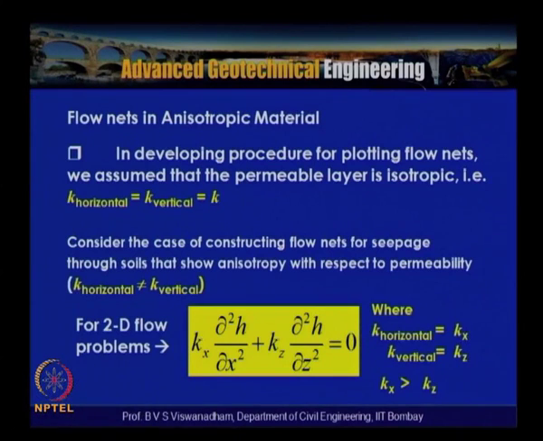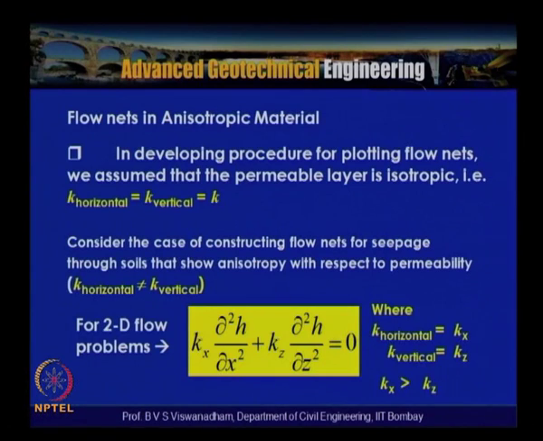Previously, in developing the procedure for plotting flow nets, we assumed that the permeable layer is isotropic, that is, K horizontal is equal to K vertical is equal to K. Now consider the case of constructing flow nets for seepage through soils that show anisotropy with respect to permeability, where K horizontal is not equal to K vertical.